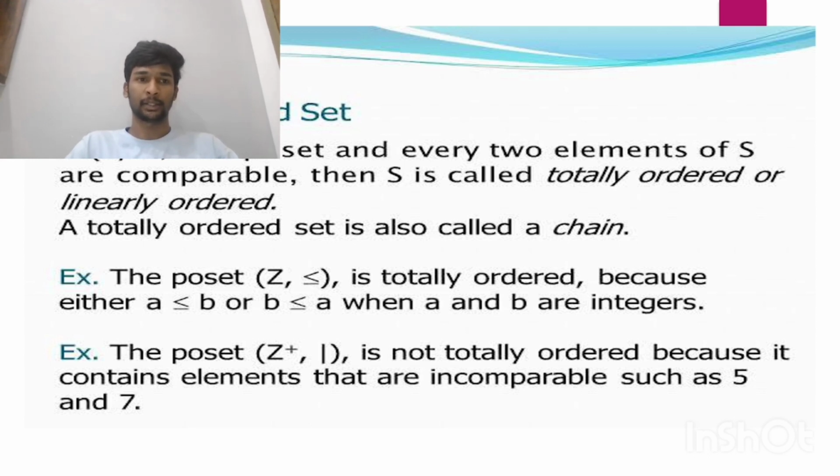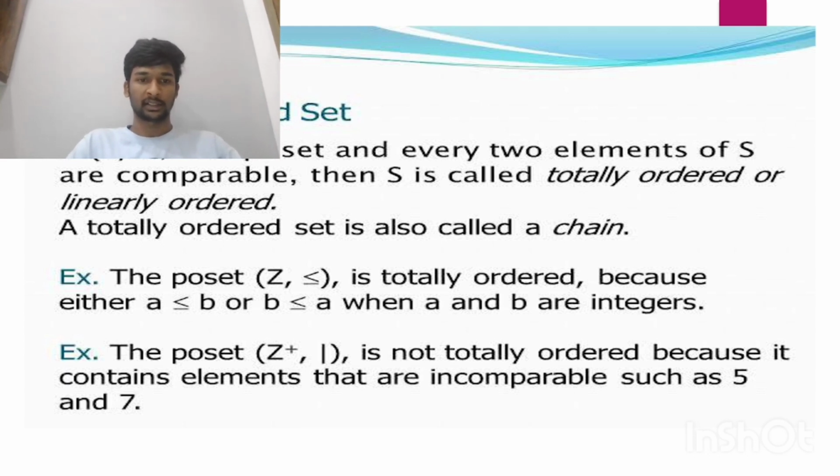Let's take an example. There is Alexa and Siri. They both come under the same category. They are comparable. Like if we take Alexa and a pen, they are not comparable. So the elements in the set should be comparable. Then only it is called a totally ordered set.